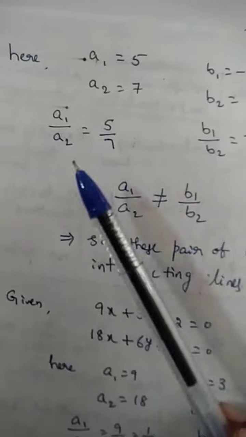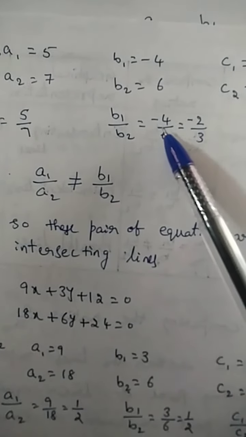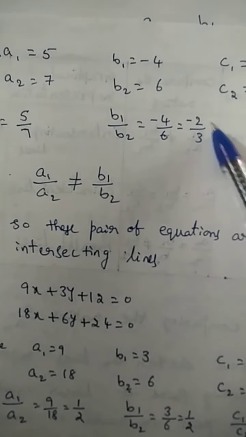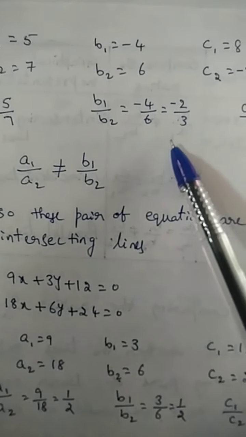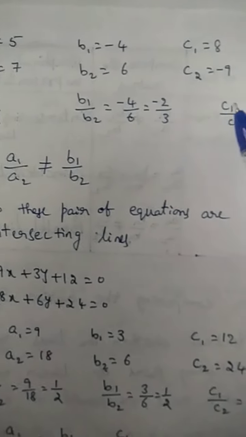So a1 by a2 means 5 by 7. b1 by b2 is minus 4 by 6. By simplification, 2 2s are 4, 2 3s are 6, so minus 2 by 3. Here those are not to be simplified, just keep it as it is. b1 by b2 is equal to minus 4 by 6, which simplifies to minus 2 by 3.